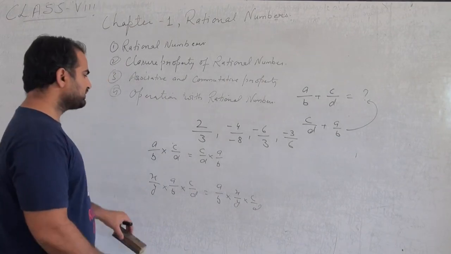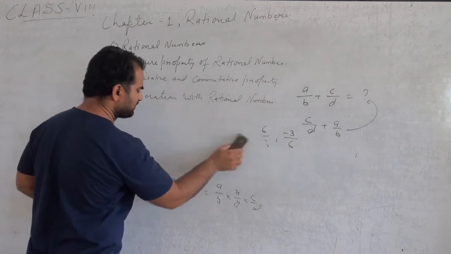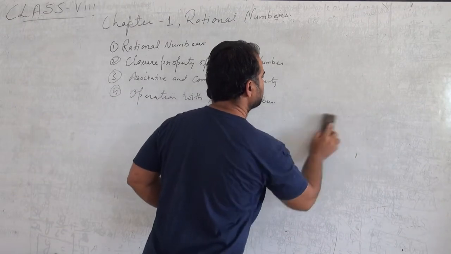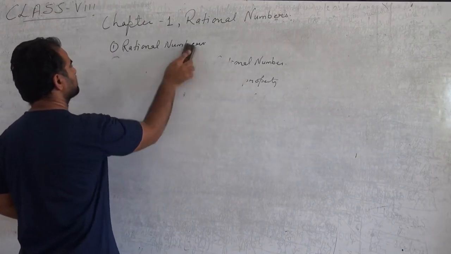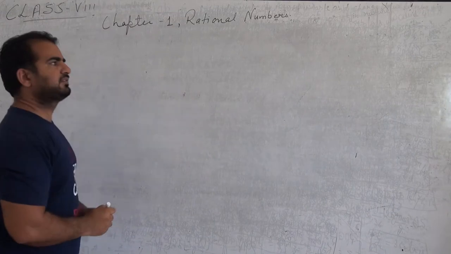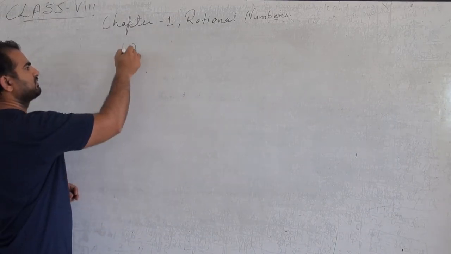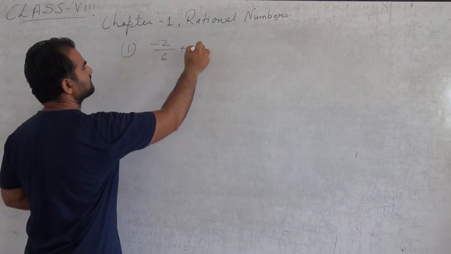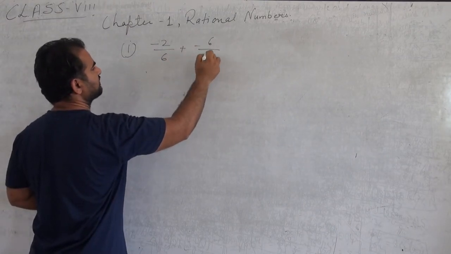Okay, next thing is how to add, subtract, multiply and divide two or more rational numbers. So first we are going to add two rational numbers. How to add two rational numbers? Like the first question is minus 2 by 6 plus minus 6 upon minus 3.